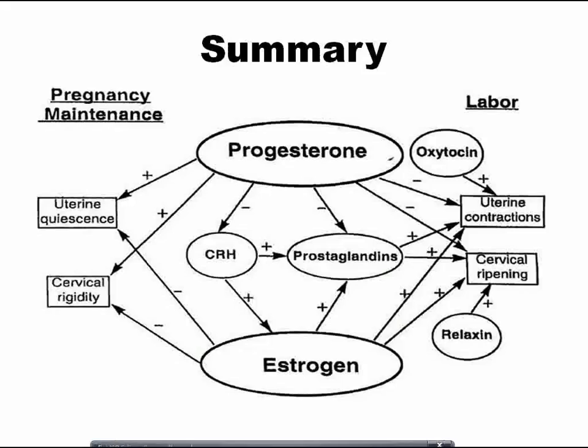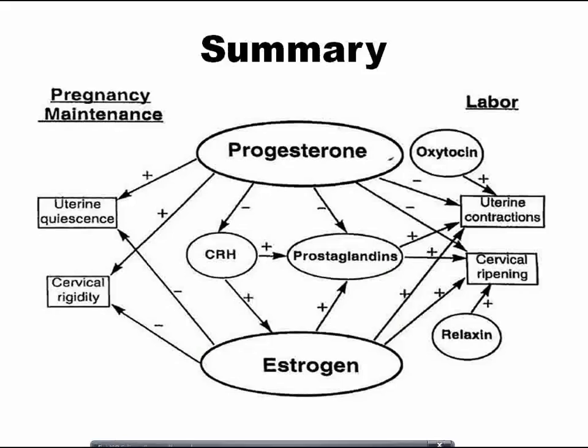And another very important or crucial role is played by the prostaglandins, which we see is the key mediator. The CRH acts through prostaglandins, estrogen acts through prostaglandins, and it is being only inhibited by progesterone.